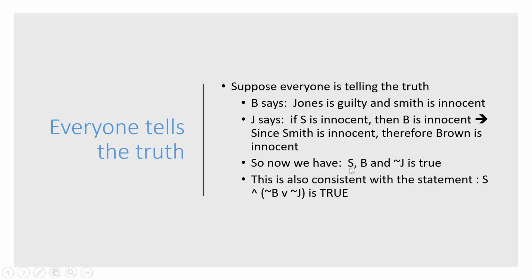Therefore, under these two conditions, we know S is innocent, B is innocent, and J is guilty. Another question is whether this condition is consistent with the statement made by Smith. Smith says, I'm innocent, which is true, and one of the other ones is guilty. That's also true, because we know J is guilty. So if we assume that everyone's telling the truth, we come up with a solution: S is innocent, B is innocent, and J is guilty.